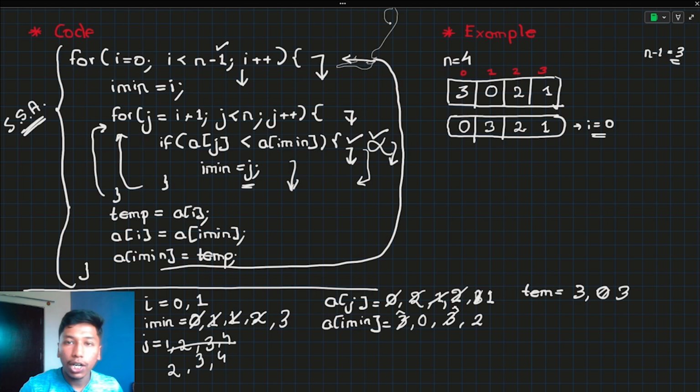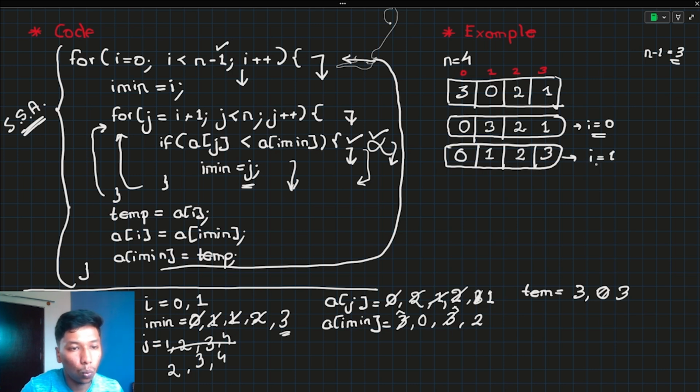Now a of I will be replaced with the value which is in a of imin. What is a of I? A of I is 3, right? 3 must be replaced with a of imin. What is the value of a of imin? That is 3. So instead of 3, we'll be writing it 1. Next, a of imin, value of imin is 3. A of 3 will be getting the value which is in temp, that is 3. So as you can see, this is the array we obtain when the value of I is 1.